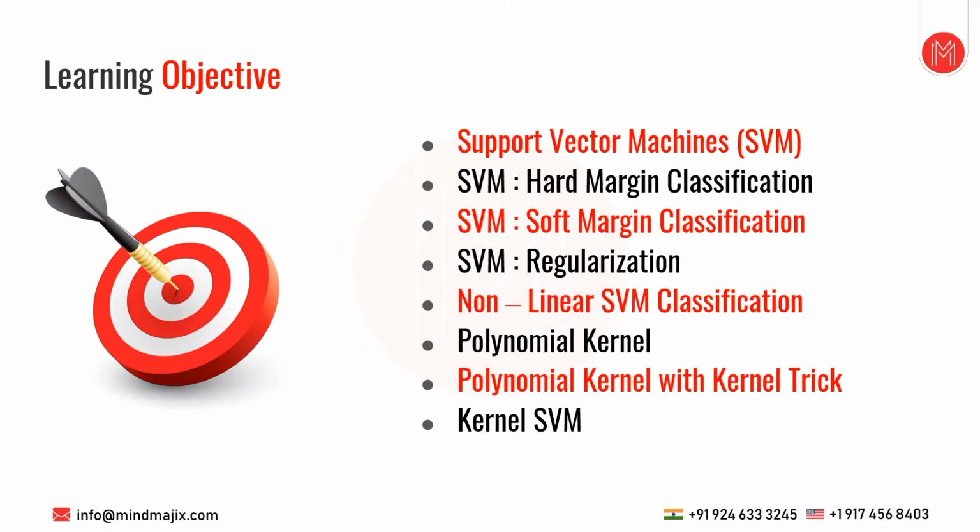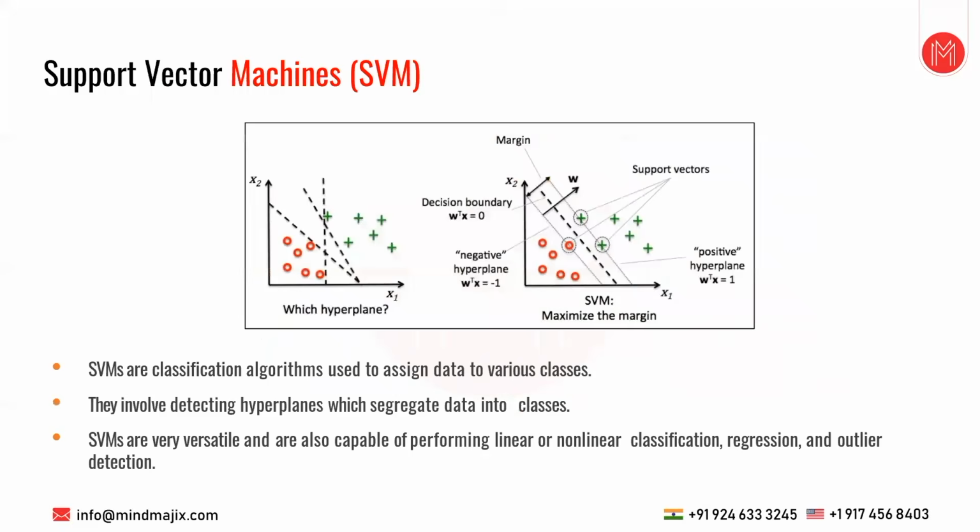Once the mathematics is completed, we can go with SVM hard margin and soft margin classification. Once hard margin and soft margin classification are done, then we go with regularization. After regularization, we can look at non-linear support vector machine classification with different types of kernel tricks, and at the end we can discuss how kernels work with the support vector machine. Let's start with the introduction of support vector machine.